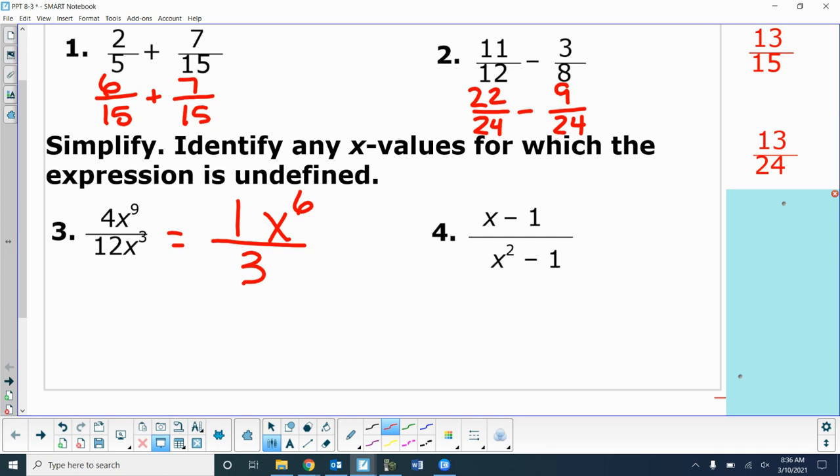What do I have to do to this first to simplify it? Factor the bottom, right? It's a difference of squares. How does it factor? Wendy, you paying attention? Yeah. Right. Square root of x squared is x. Square root of 1 is 1. Plus and minus, right? Can I simplify it? The x minus 1's cancel, right? So what's my answer to that one? Not just x plus 1. 1 over x plus 1, right?